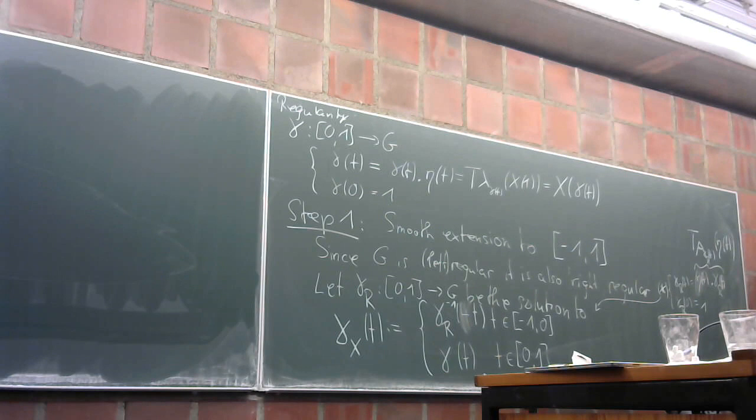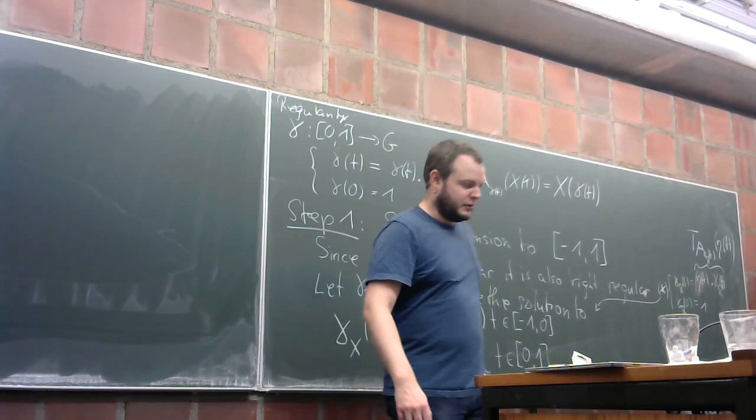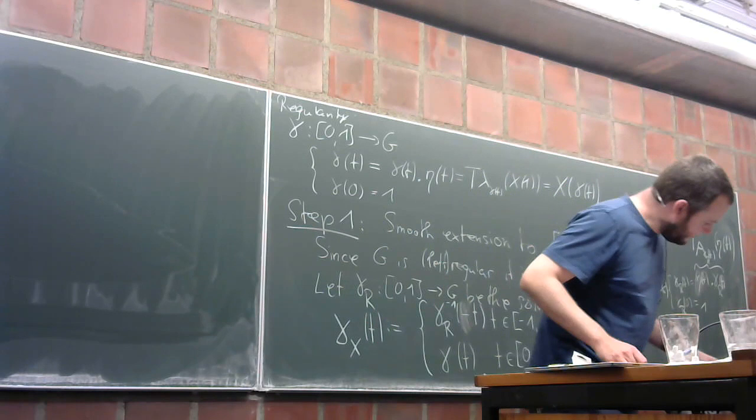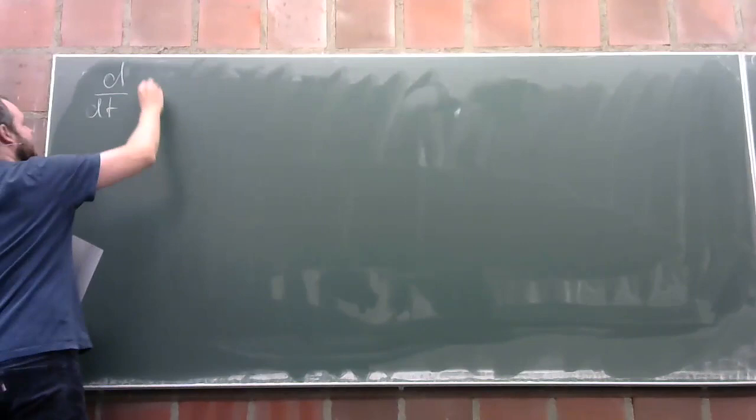Anyway, let's prove it. Obviously, apart from this one point where we have stitched these things together, it's clear that everything is smooth, right? But we need to go to that one point and see that actually everything is fine there. Okay, so let's just compute the derivative of this gamma_r inverse of minus t.